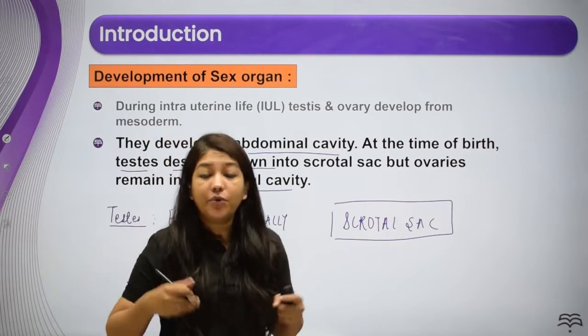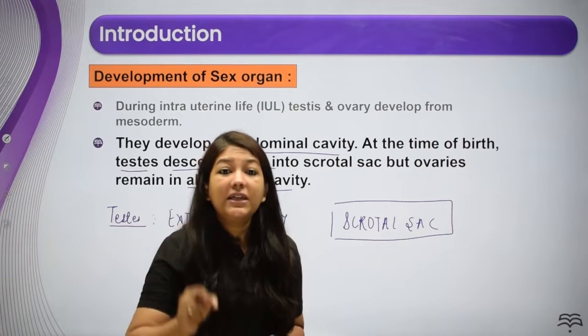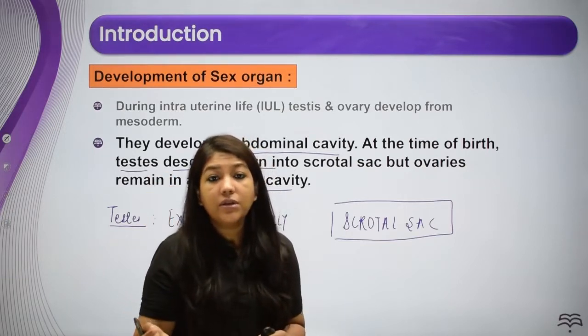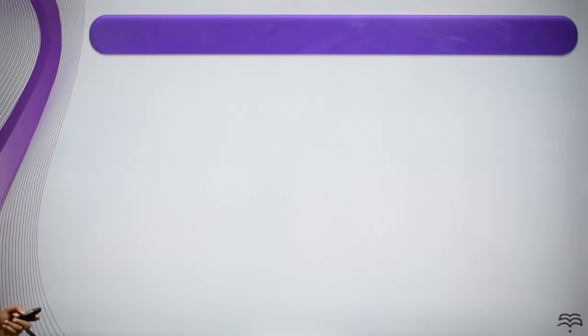All right, so this is a very important point. Ovaries जो है वो abdomen में रहेंगी. Testes, they are going to descend down. कहाँ से derive हो रही है? कहाँ से develop हो रहे हैं? The gonads, the organs, they are developing from mesoderm.